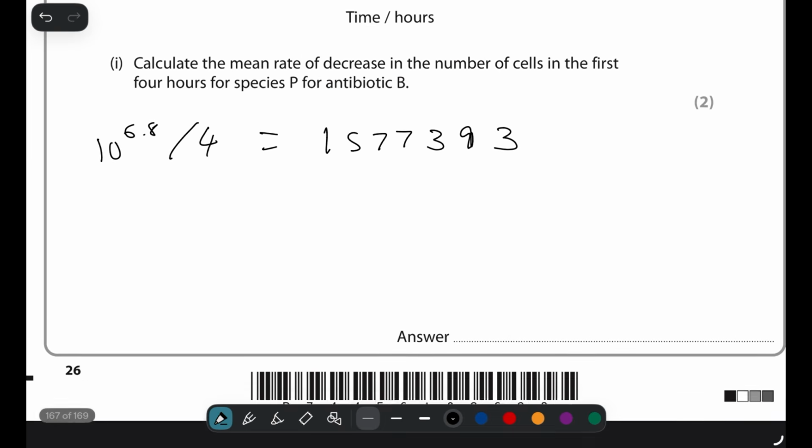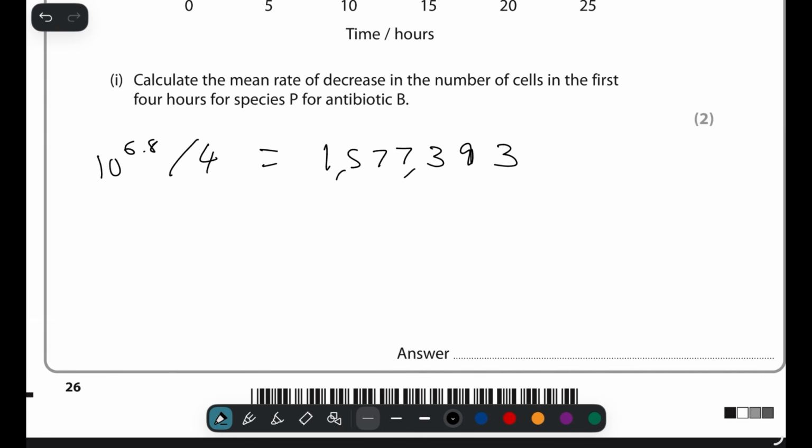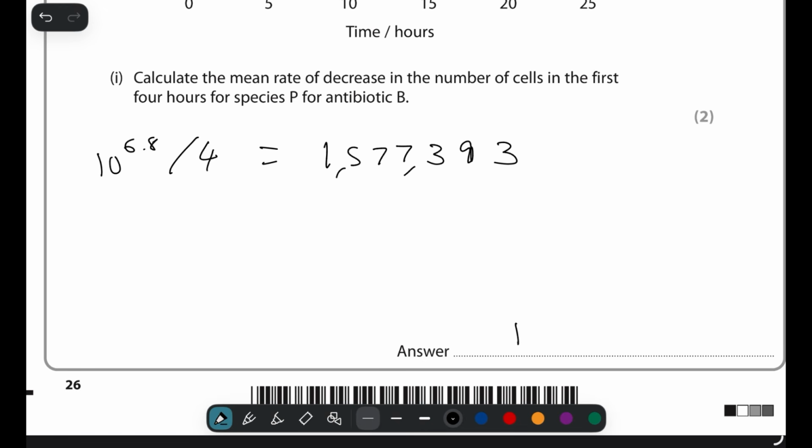You can make it a bit easier for yourself and maybe say it's like 1.57 million or something like that. I think you can get away with 1.577 million. But I would probably just put the big answer on my paper and they'd be fine with it.